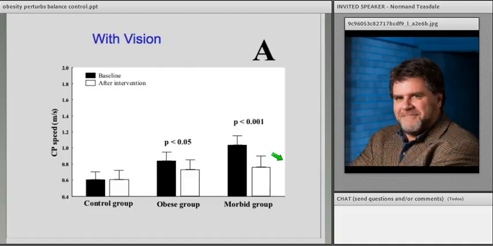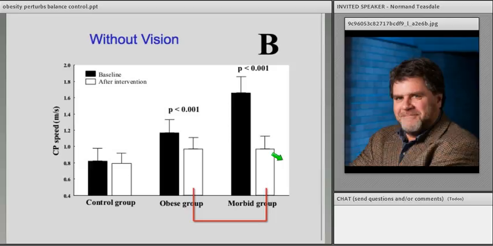Again, CP speed with vision: the control group at baseline and after intervention, no difference. The obese group at baseline and after intervention, a decreased CP speed, and the morbid group at baseline and after intervention, a greater decrease in CP speed because they lost more weight. This is with vision. This is without vision. And an interesting observation, if you look at the obese group and the morbid group after intervention, they were now about the same weight, and they sway about the same.